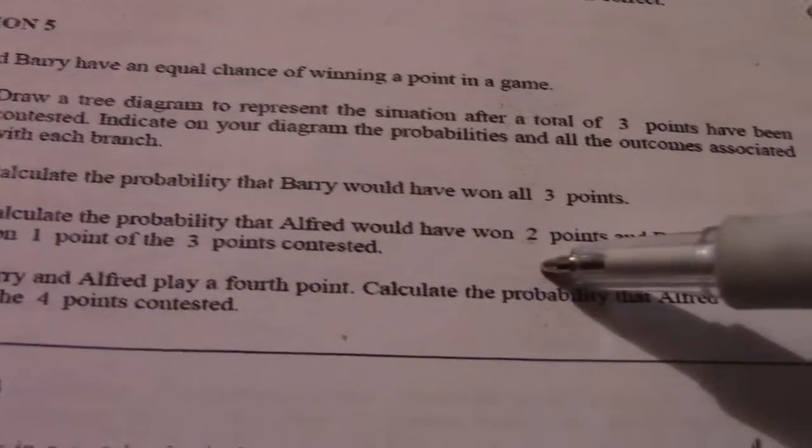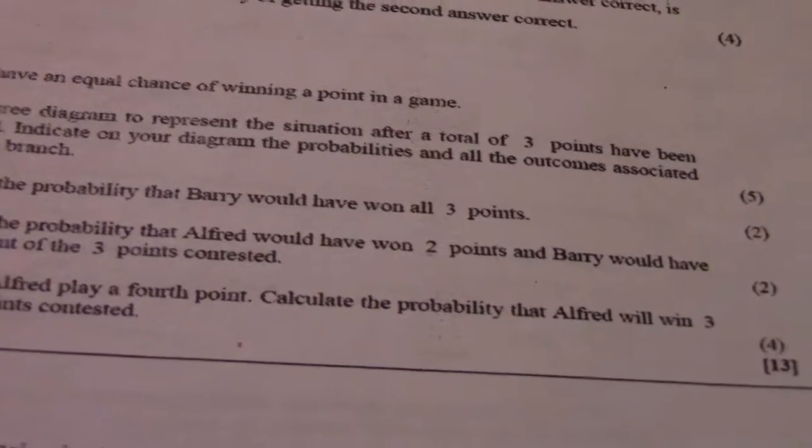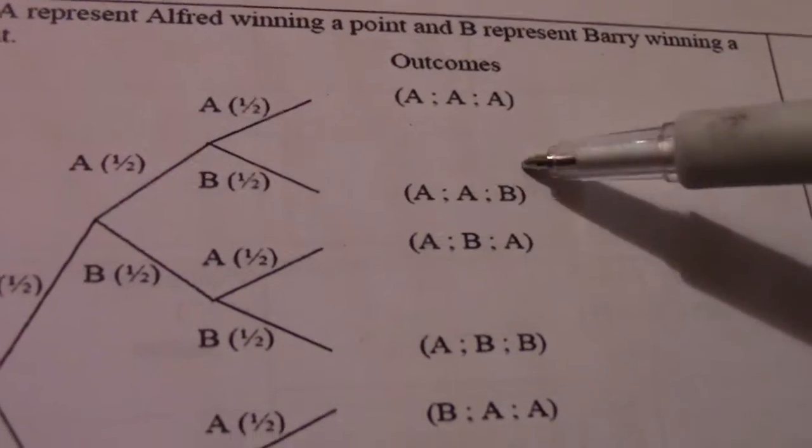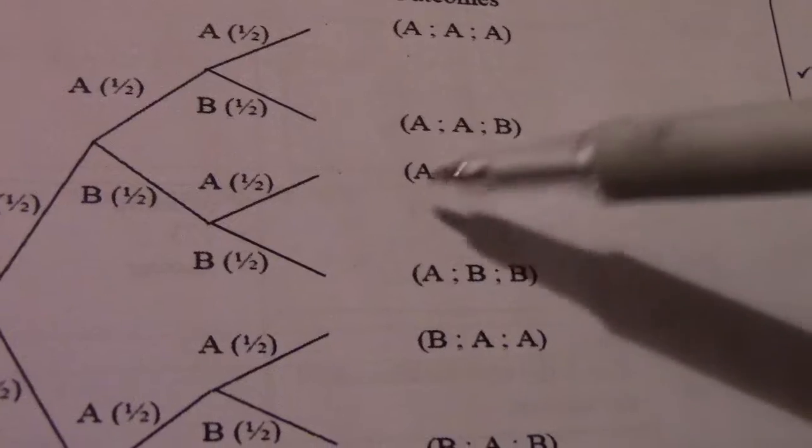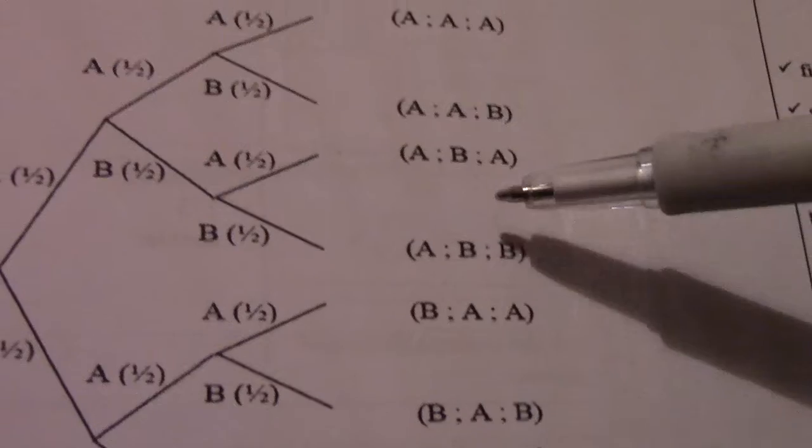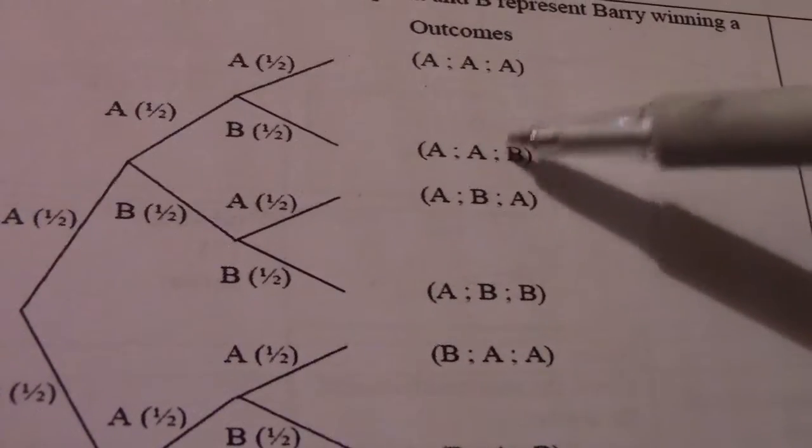Alright, now we come to the next question. Calculate the probability that Alfred would have won 2 points and Barry would have won 1 point of the 3 contested. So for Alfred to win 2 points, it must say AA, and for Barry to win 1, I must have at least 1 point. So I come over to my tree diagram. You see there AAB, Alfred won 2, Barry won 1. ABA, Alfred won 2, Barry won 1. I come further down.